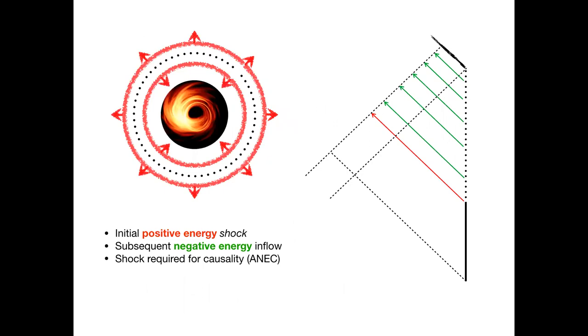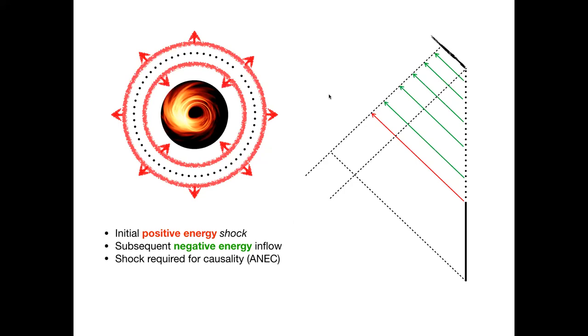One way of saying that is, if you compute the average null energy along the original event horizon, which is this surface, the original event horizon of the black hole, then in the absence of this positive energy shock, that would be negative, and that leads to violations of causality. So that's a hint that we need this positive energy. I'll say a little more about it later. Okay, so that's the setup. I'm going to ask a couple of questions about this.